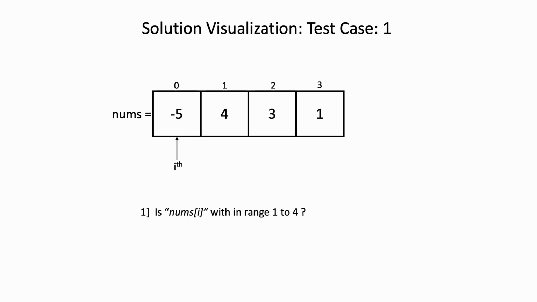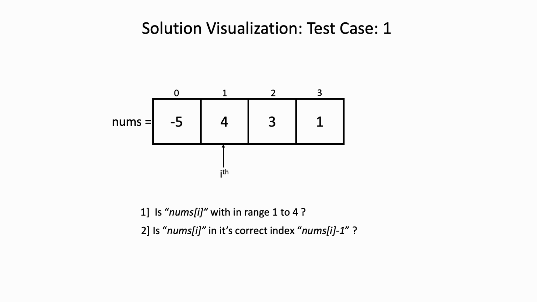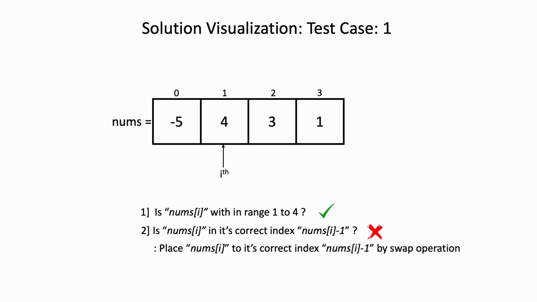Is nums of I within range 1 to 4? No, it is not. So now we increment the ith pointer. We again check the same conditions. Nums of I is within the range but not at its correct index. So now we will place it in its correct index by a swap operation.